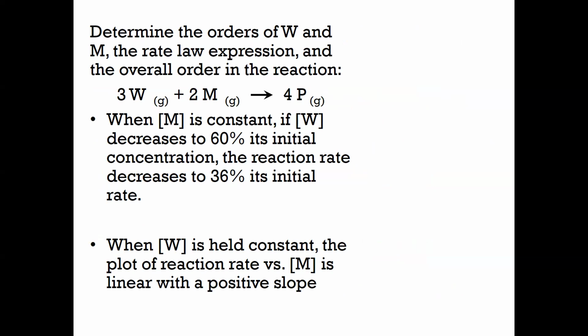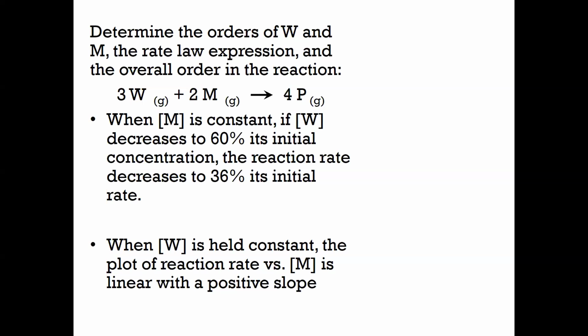3W gas plus 2M gas makes 4P gas. There are 2 bullet points of information. Let's look at the first one. When M is constant, if W decreases to 60% its initial concentration, the reaction rate decreases to 36% its initial rate. How can this help us figure out what the rate law expression is going to be? Well, what do we know about how the rate is affected by changes in concentration? Let's take a look at what's happening here.